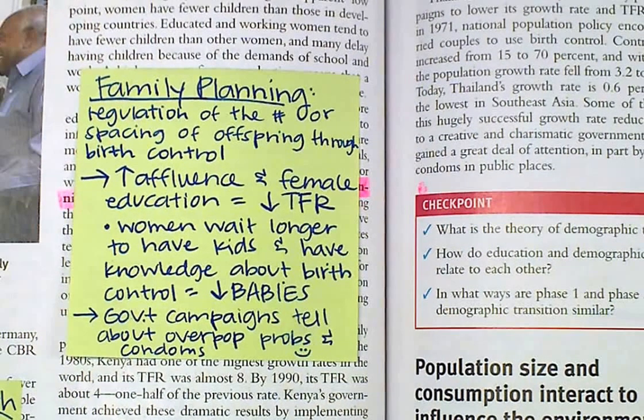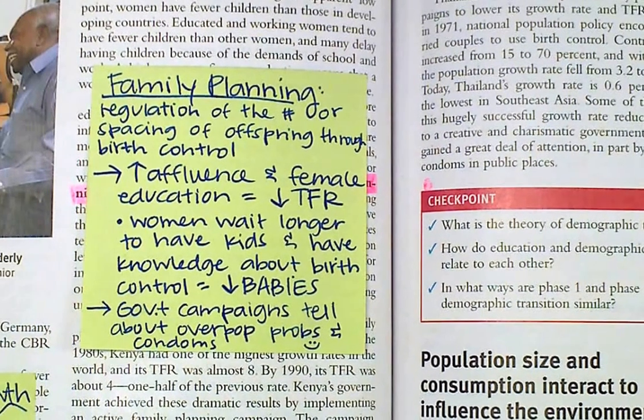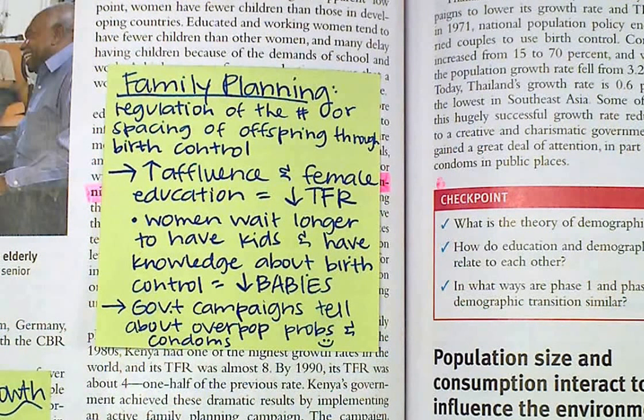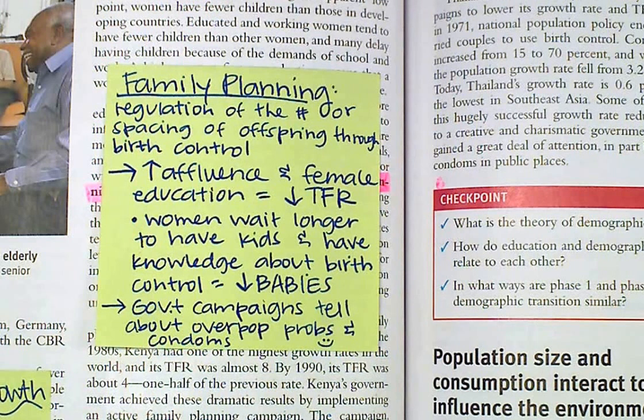All right. Next we have family planning. Family planning is the regulation of the number or spacing of offspring through birth control. And so birth control can take on many different forms. You probably learned a lot about it in health class. All right, and it can be either female or male birth control.